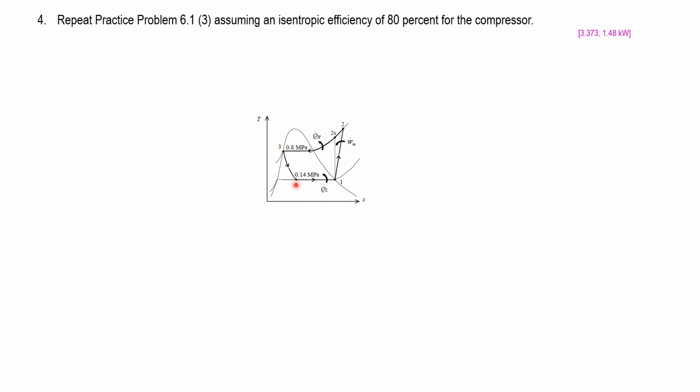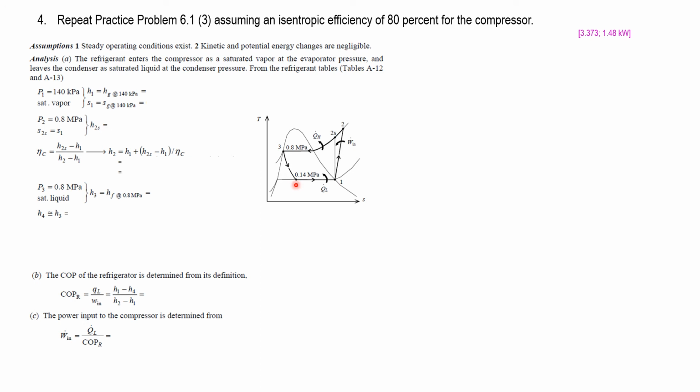All right, so let's look at the skeleton of the solution again. So we want to find h1. You know it's a saturated vapor, so you find the enthalpy hg at 140 kPa. You find what is your s1. So s1 will give you sg, which is equal to this.